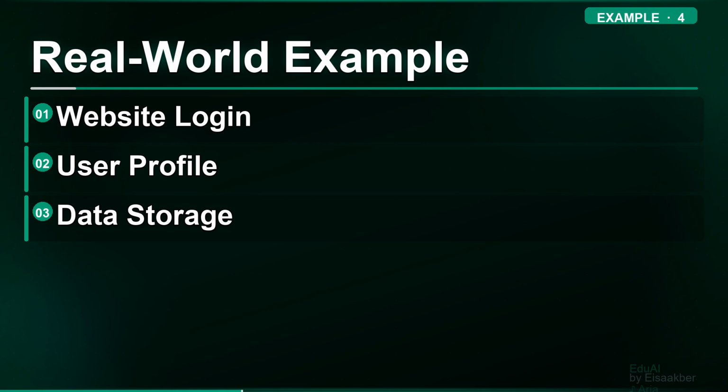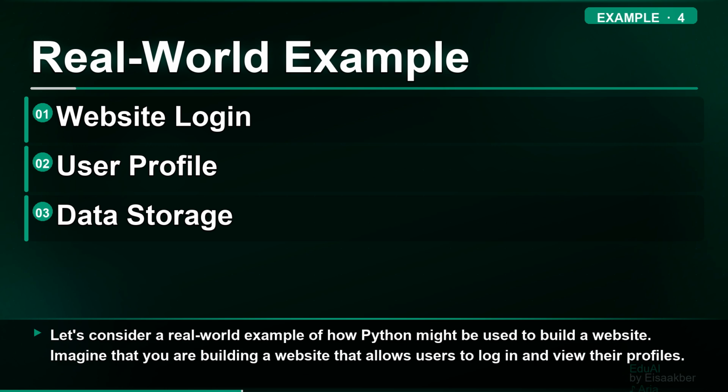Let's consider a real-world example of how Python might be used to build a website. Imagine that you are building a website that allows users to log in and view their profiles. You might use Python to store the user's username and password in a database, and then use that information to determine whether the user is logged in or not. You could also use Python to store and retrieve data about the user, such as their name and email address.